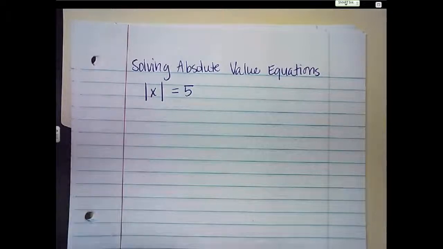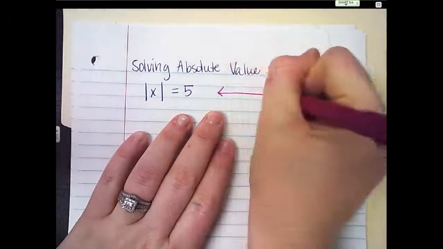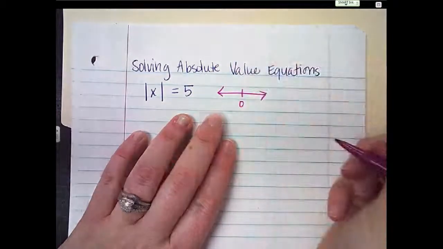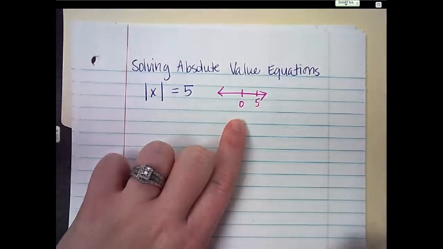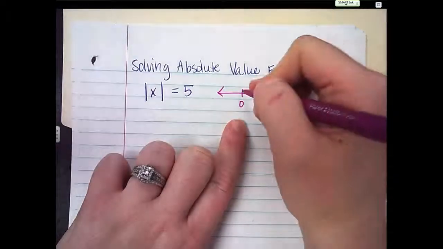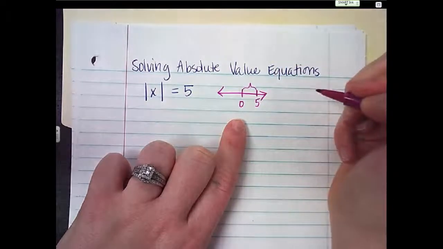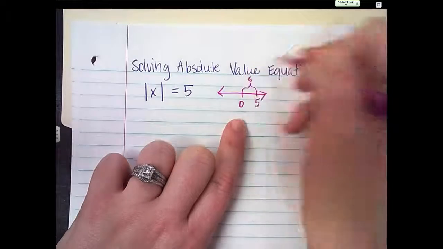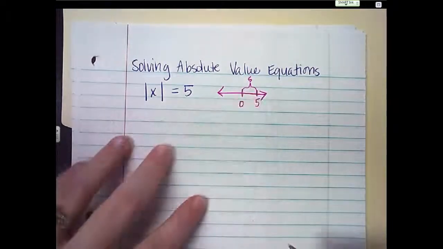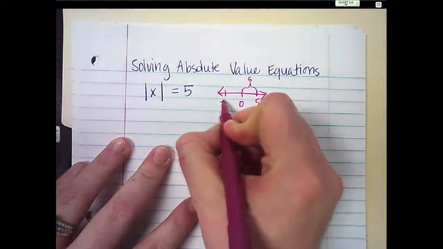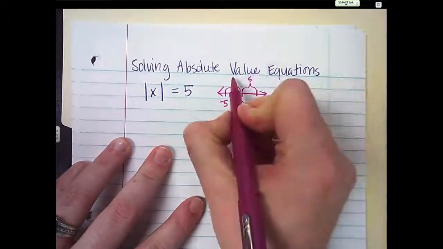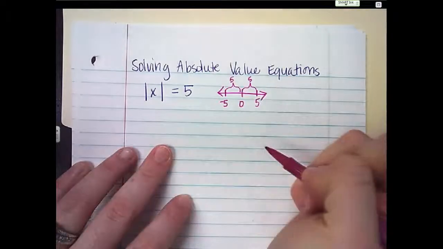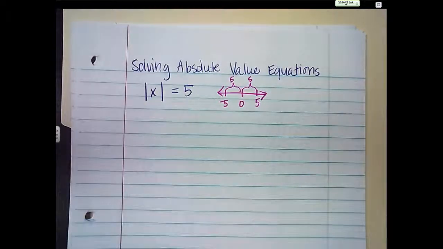So absolute value is the distance from 0. So if I have 0 and I have 5, what's the distance from 0 to 5? The distance from 0 to 5 is 5. Okay, but I also have from negative 5 to 0, what is that distance? It's also 5. Okay, distance is positive.